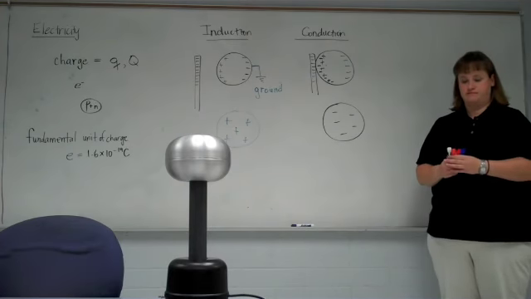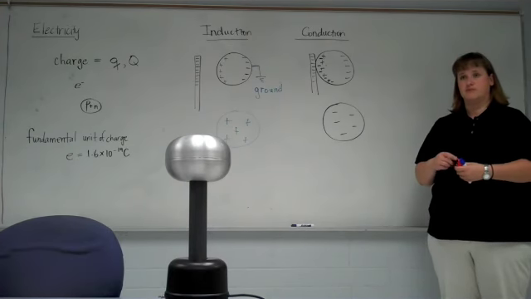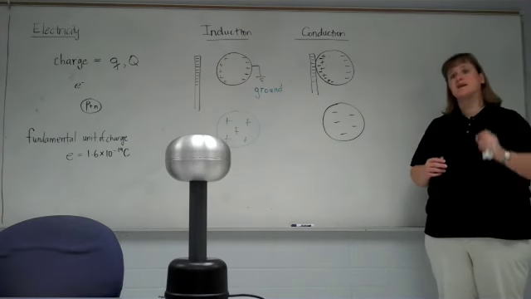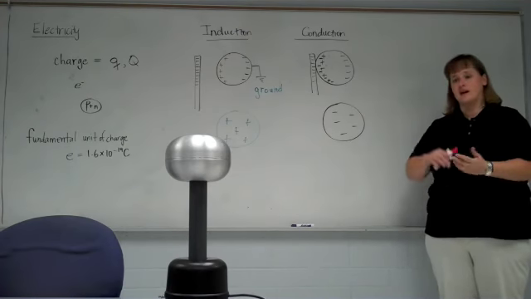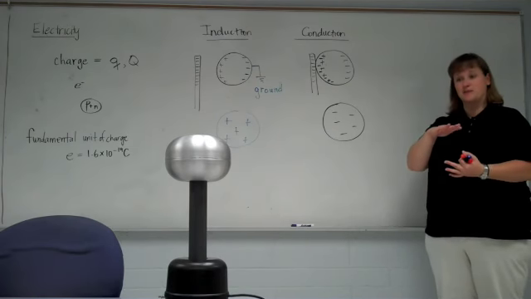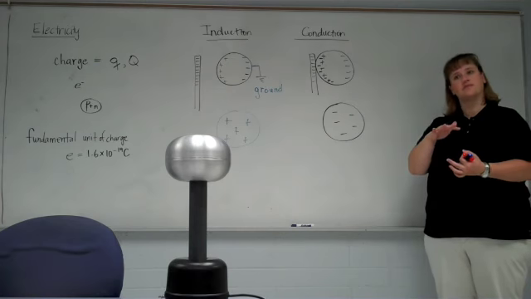The reason why it doesn't jump from the car to the ground is because of the tires, right? No, it will jump from the car to the ground. But the reason why it doesn't just go immediately, right, is because of the tires. Yeah, because there's a gap. And so anytime there's a gap, there has to be a big enough field built up before it can jump.